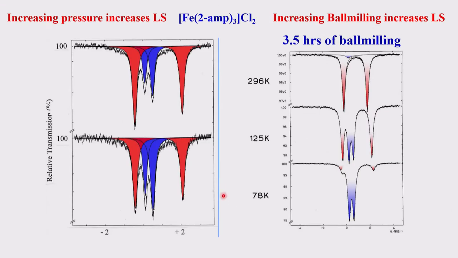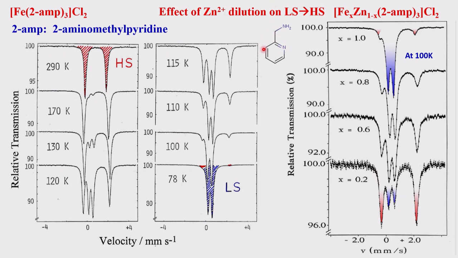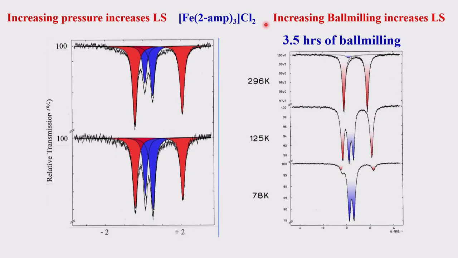Okay. And if you look at the other example, it is the same compound Fe2AMPCl2. That AMP is nothing but this one, aminomethyl pyridine, which is a 5-membered chelate with the iron. And this now has two different experiments shown in this particular slide. Again, I draw your attention to this slide. Please note the increasing pressure. So you have the sample at atmospheric pressure and at high pressure. So you have the two spectra shown here.